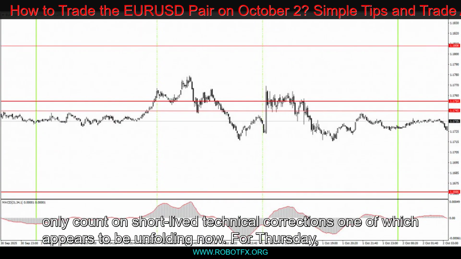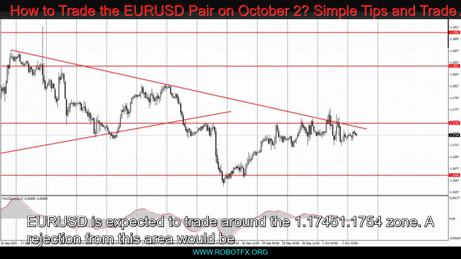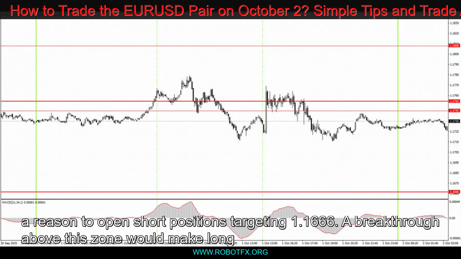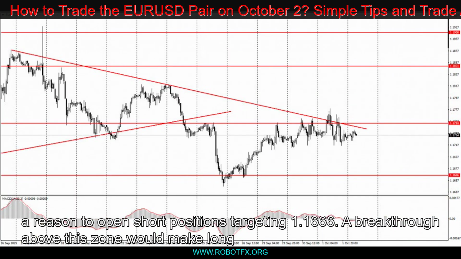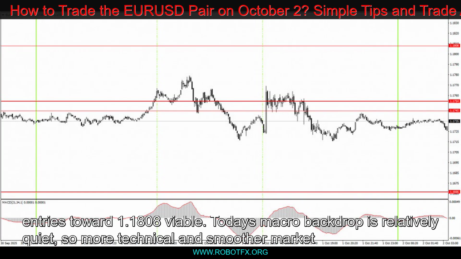unfolding now. For Thursday, EURUSD is expected to trade around the 1.1745–1.1754 zone. A rejection from this area would be a reason to open short positions targeting 1.1666. A breakthrough above this zone would make long entries toward 1.1808 viable. Today's macro backdrop is relatively quiet, so more technical and smoother market movements are expected compared to Wednesday.